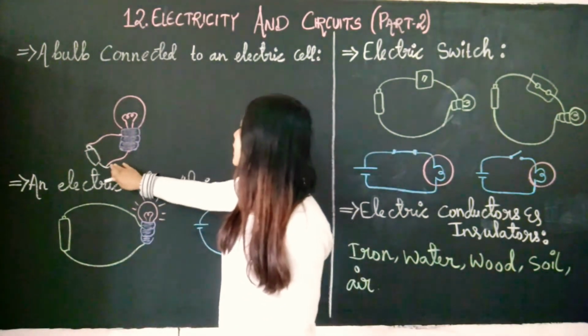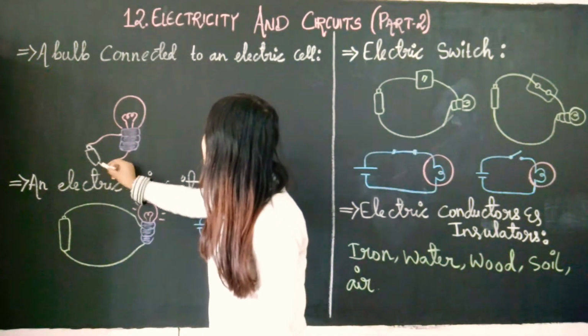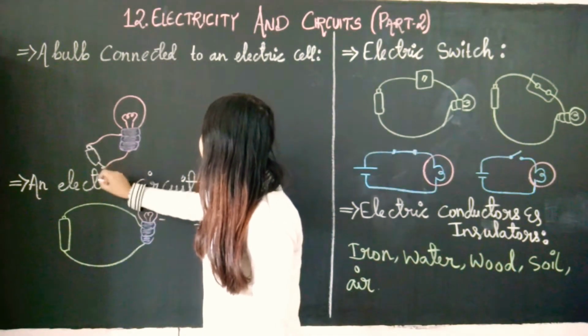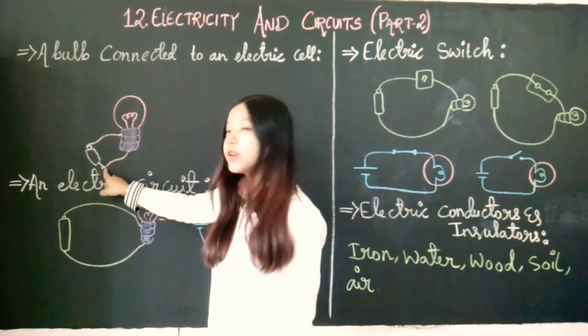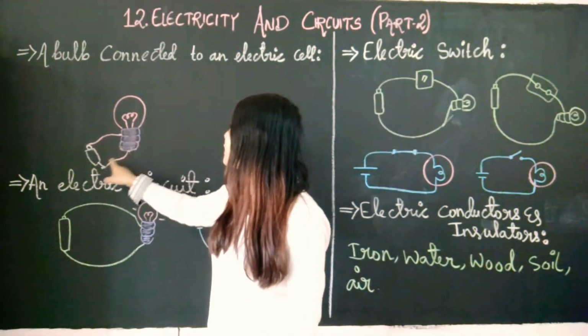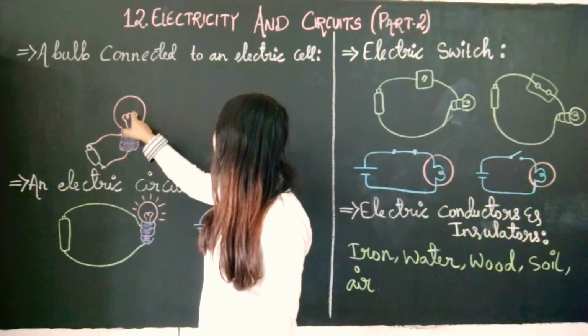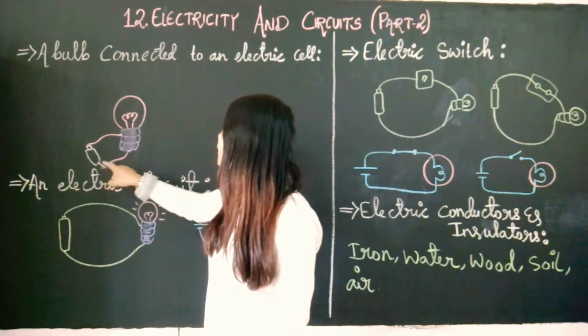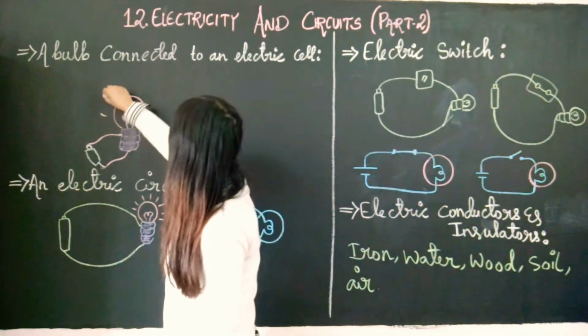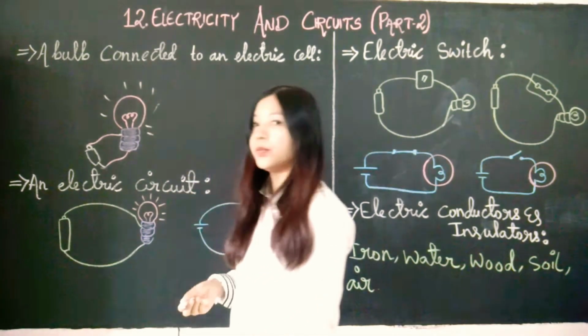So if we put it in this way, where one terminal is connected to the positive and the other is towards the negative, it is completing the cycle. Can you see? The whole system is connected to each other, and this way the bulb will glow.